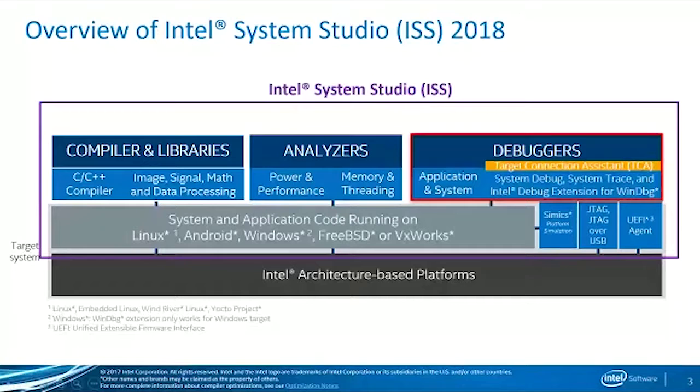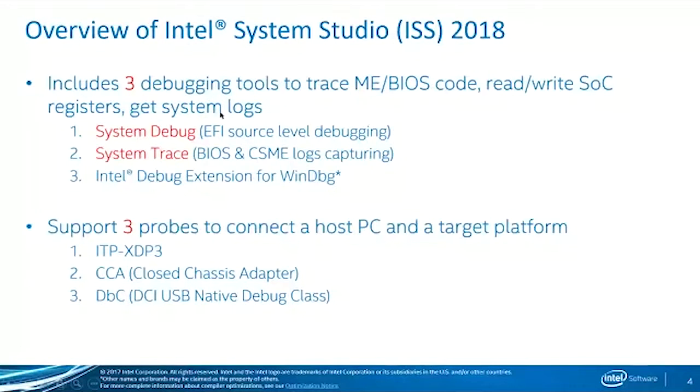The last category is debuggers. It includes System Debug, System Trace, and Intel Debug Extension for Connection Assistant. With these debugging tools, users can find ME, BIOS issues or Windows hang issues by their own. Connection Assistant is for helping these three tools. These are the major debugging tools in System Studio, but in this session, we only focus on the System Debug and Trace tools.